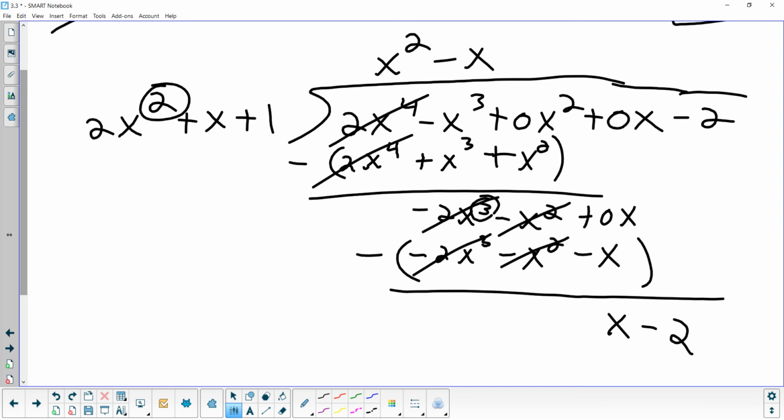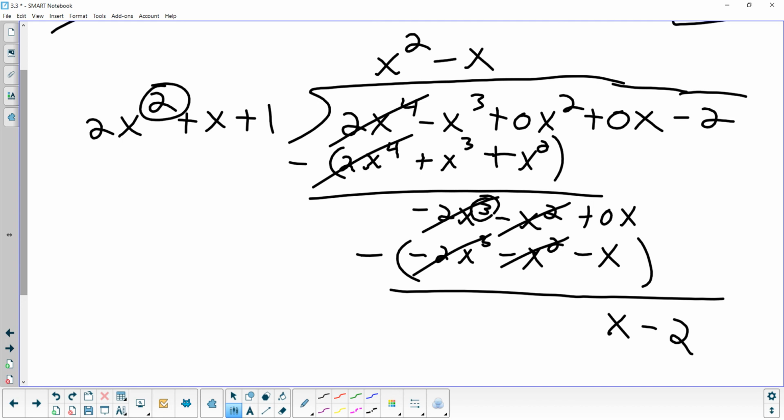Now, look at the degree on the inside. Sean, what's the degree on what's on the inside? What's the polynomial that's on the inside right now? You help them out? Yep. X. Sam?